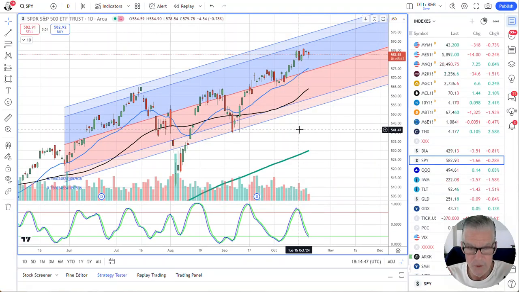Now, I actually have two versions of the LRC on here. I've got one set at the 1.5 standard deviation. That gives me the darker color bands in the middle, salmon at the bottom, blue at the top.